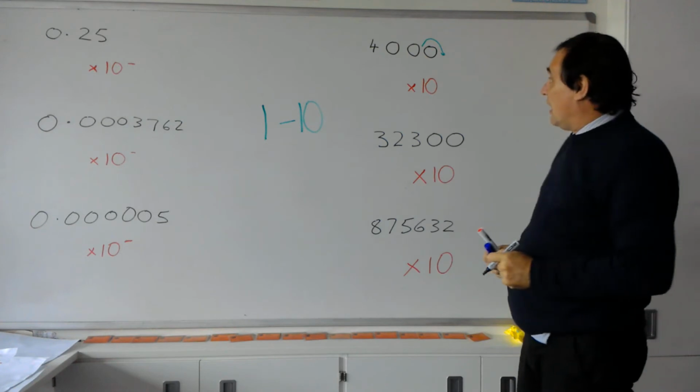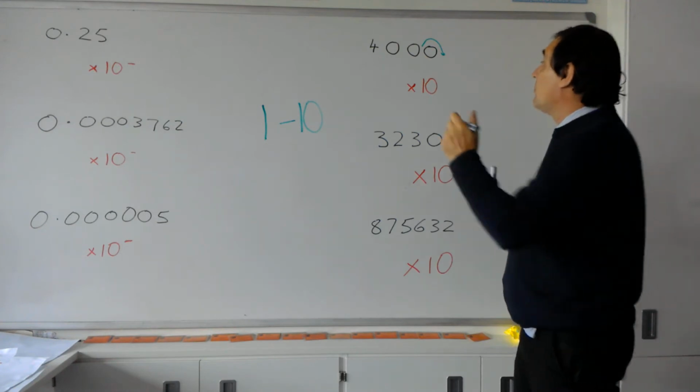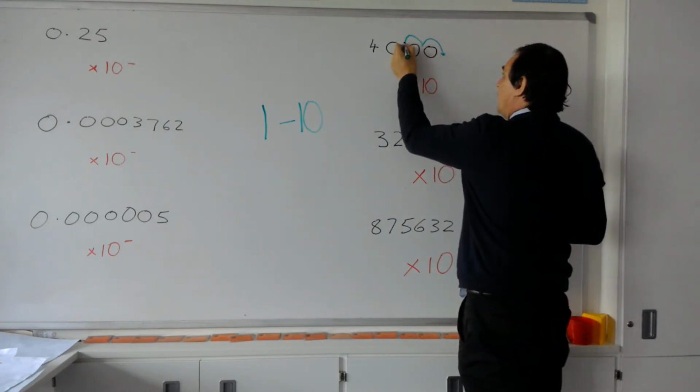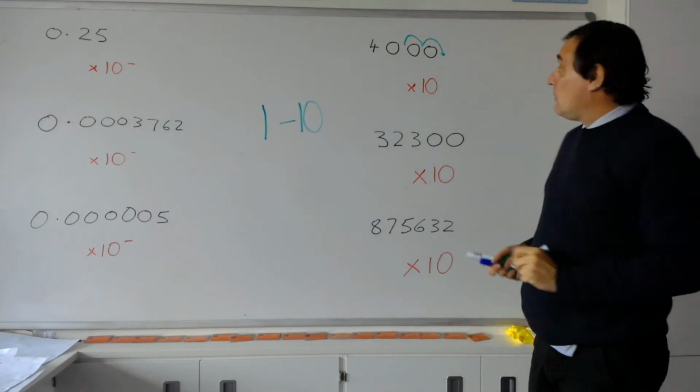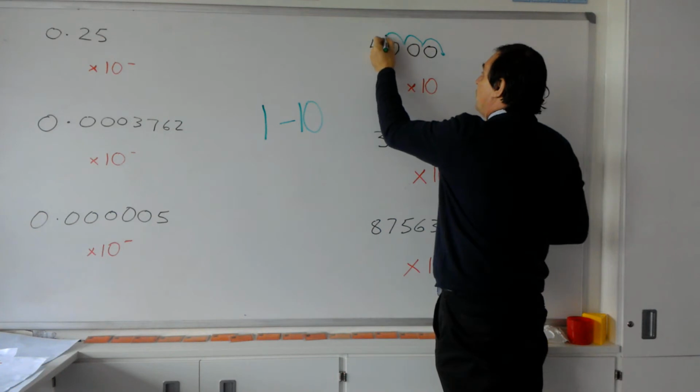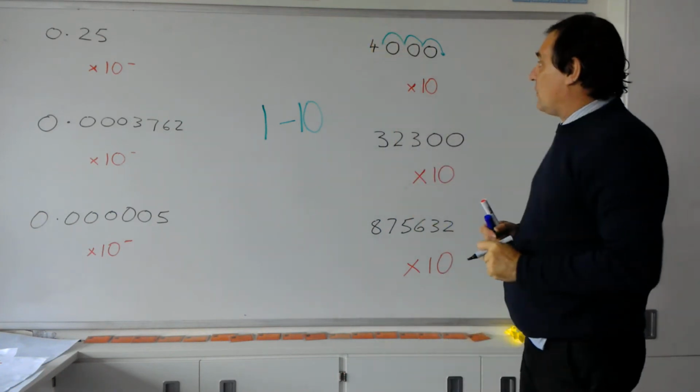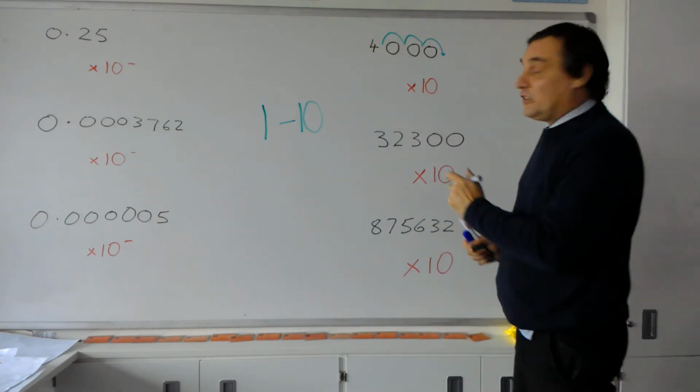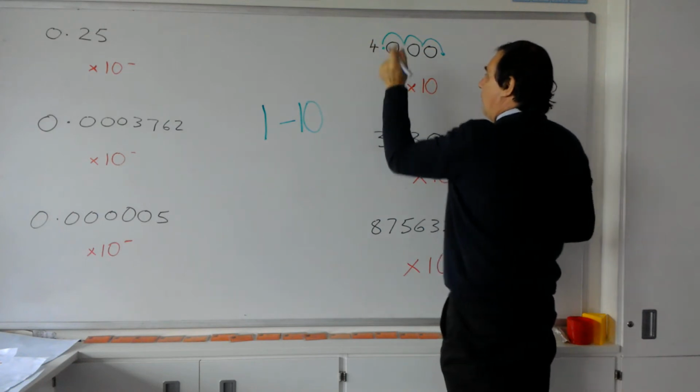Is 400 a number between 1 and 10? No. We have to bounce it a second time. Is 40 a number between 1 and 10? No. So we have to bounce it a third time. Is 4 a number between 1 and 10? The answer is yes. So we put our point there.